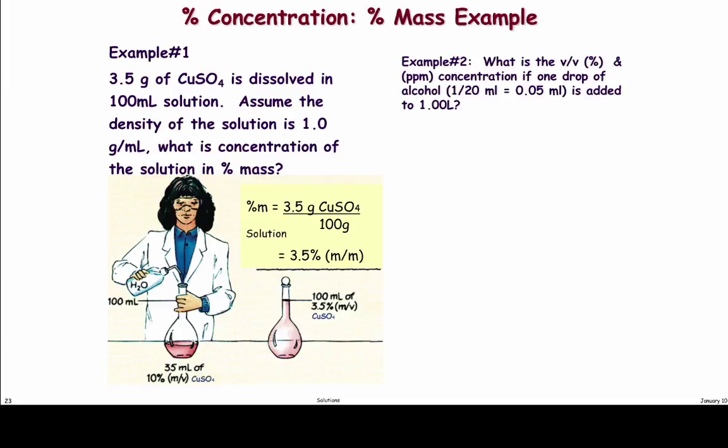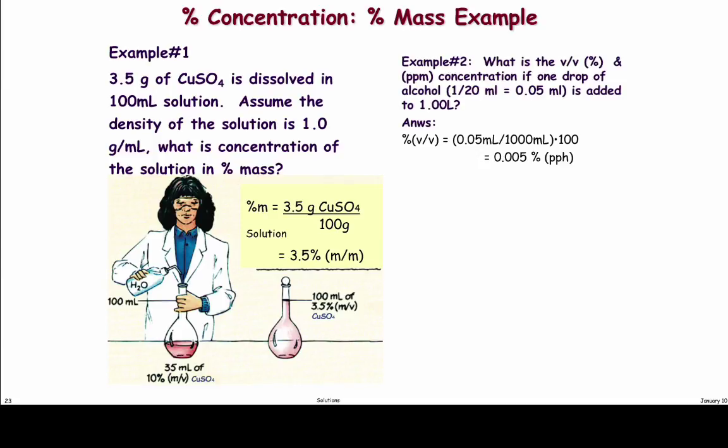Well, 1 drop, it takes about 20 drops to make 1 milliliter. So if you take 1 divided by 20, that volume is 0.05 milliliters. So if we know the volume of the solute, 0.05, and we know the volume of the solution, 1 liter, then we just take 0.05 divided by 1,000 milliliters, because remember, 1 liter is 1,000 milliliters, and you multiply that by 100. Well, when you do that math, the concentration in percent is 0.005.